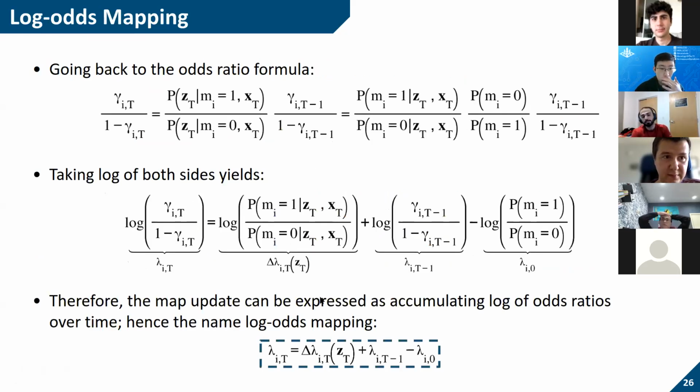The bottom line is the log odds mapping makes it possible to compute the map occupancy only by maintaining the log odds value of the map. What is log odds value? It's some kind of abstract mathematical concept derived from map occupancy.